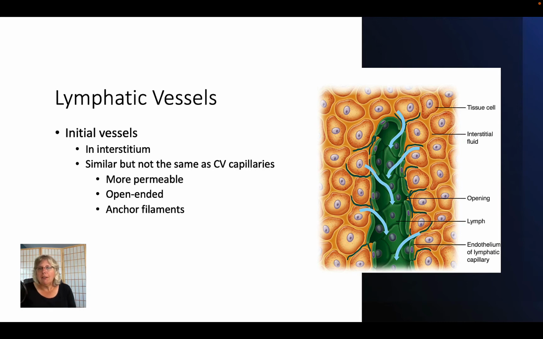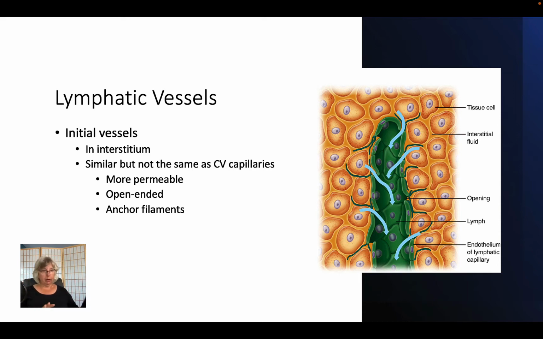The very, very tips of our lymphatic vessels are called initial vessels. They are nestled in the interstitium, right? That is the intercellular spaces. And we see in this picture a very nice representation of tissue cells. And the structure of our initial vessels has some similarities with our cardiovascular capillaries, but they're not quite the same.